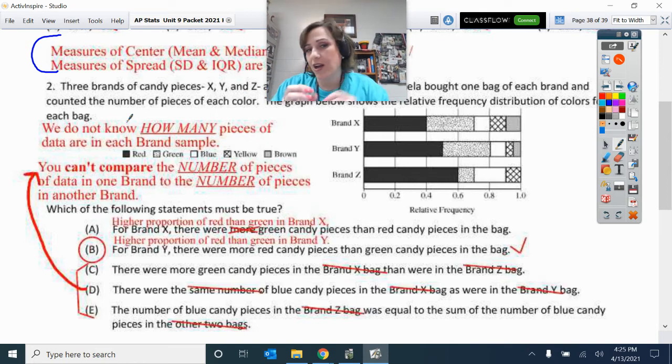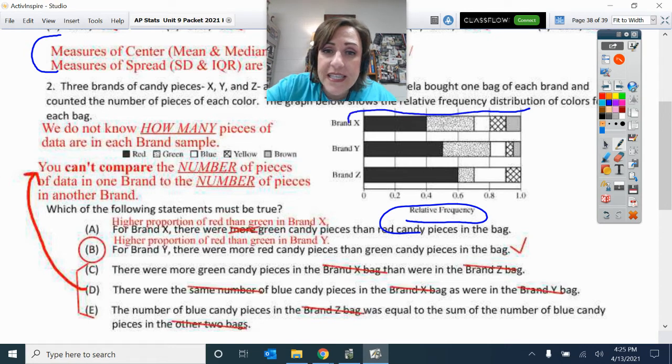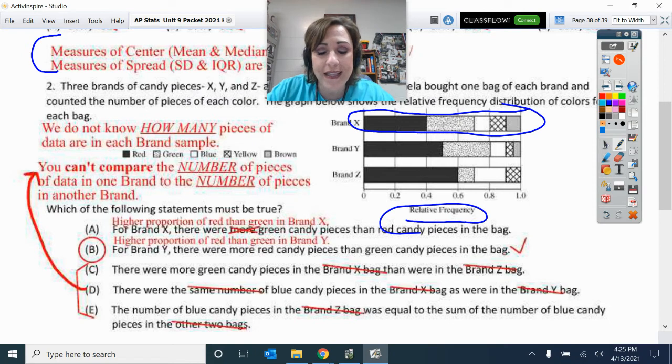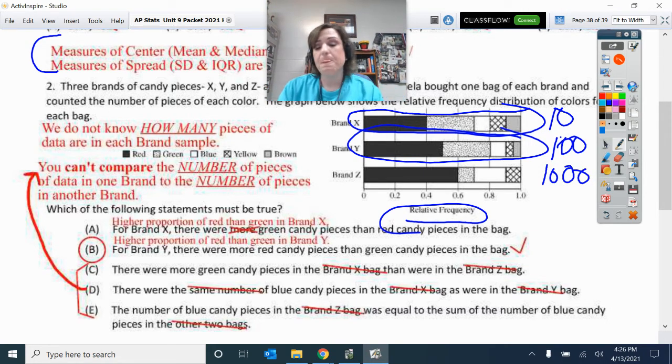They're going to talk about not just the proportion, because this is relative frequency, percentages of data. Well, that's a percent of brand X. How many brand X items are there? Is there just 10 items of brand X? And then here's brand Y. How many is that? Maybe 100 pieces of data in that bar? How about brand Z? Does it have 1,000 pieces of data? Don't know. The key is you do not know how many are represented in each one of these brands.